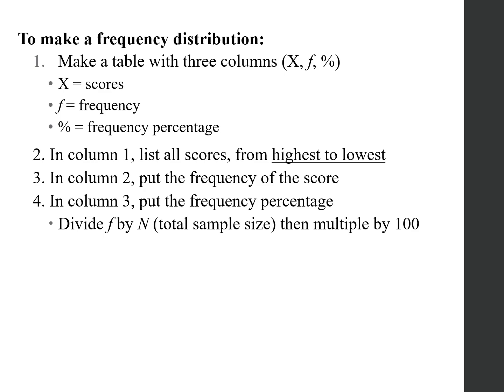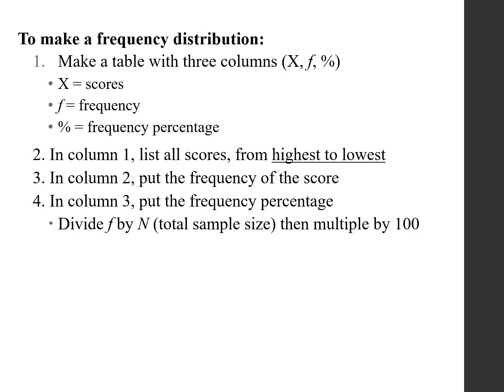So there are 4 steps to making a frequency distribution in this class. I'll provide examples of this in a moment, but first you make a table with 3 columns. You label the columns, first X, then F, which is italicized, and %. X refers to all the scores available. F is the frequency, and then % is the percentage of that frequency.